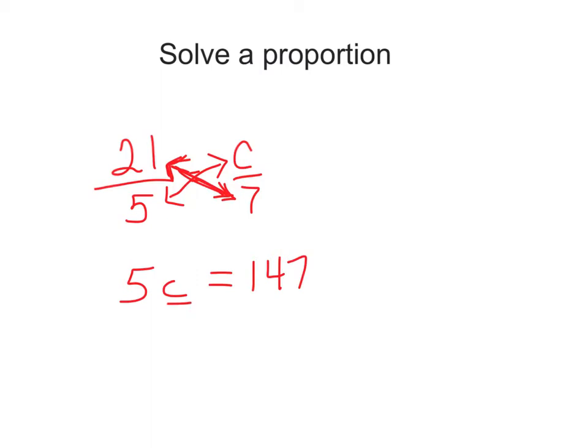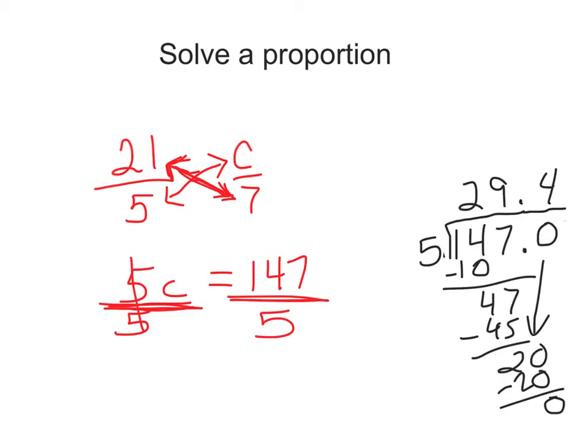So I know that for doing this I need to try to get c by itself. So I can do that by dividing this side by 5. There's my dividing side, and so if I do that to one side, I have to do it to the other. Okay, so now that crosses out. I get c equals 147 divided by 5. So over here I did that problem, and when I divided 147 by 5, I got 29.4. So c equals 29.4.